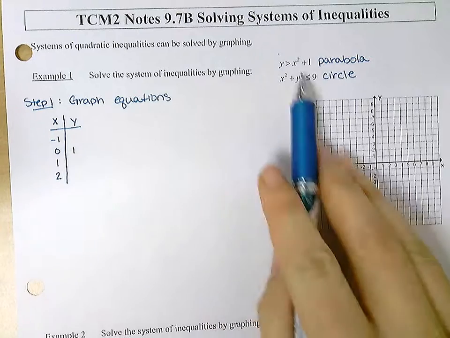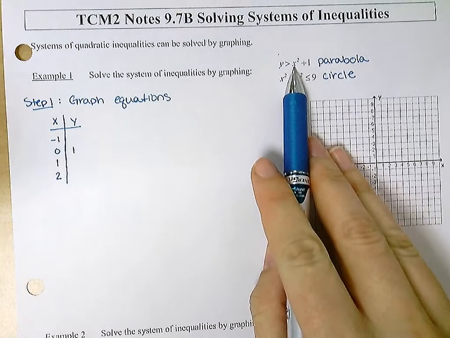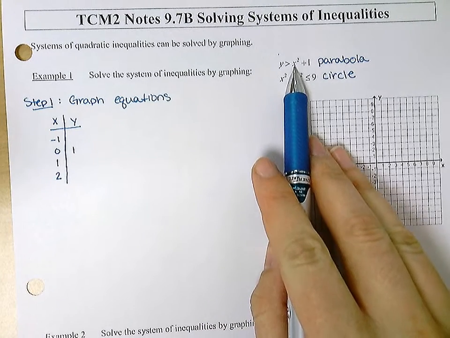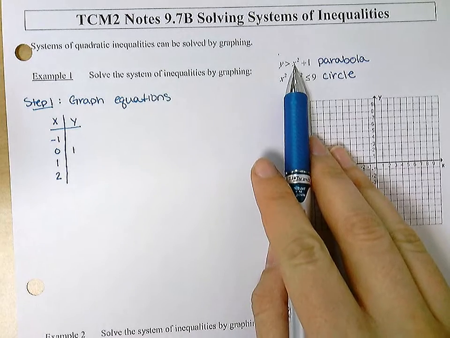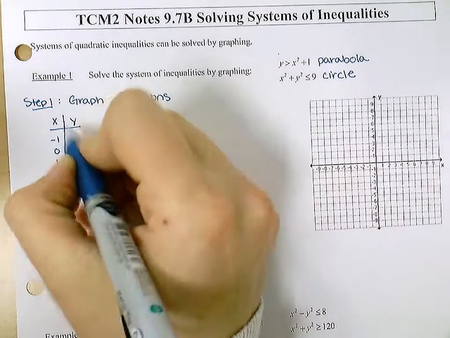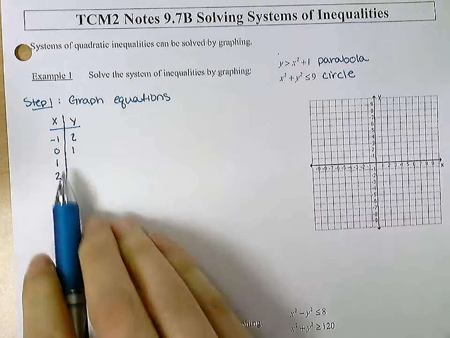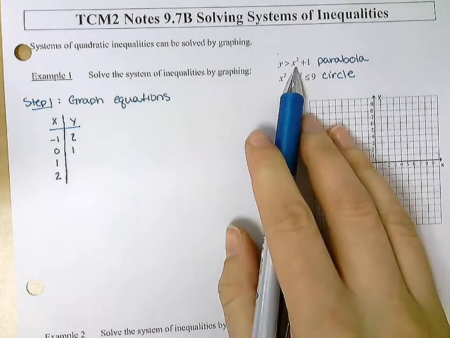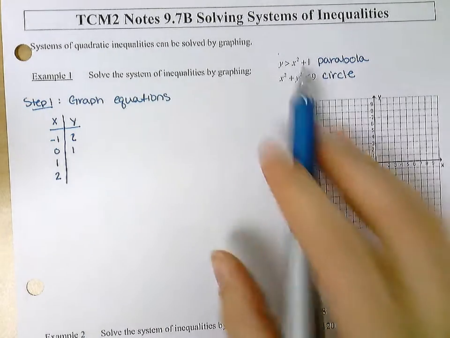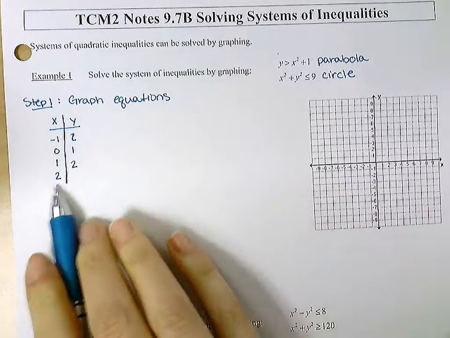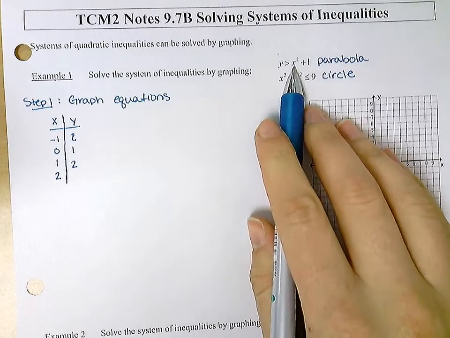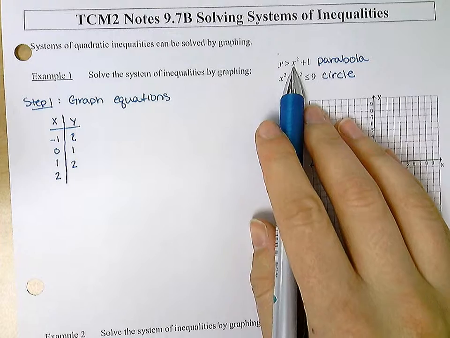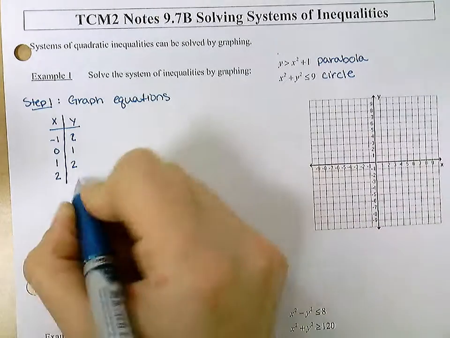So if I plug in -1 for x squared, -1 squared is 1, 1 plus 1 is 2. Again, plug in 1. 1 squared is 1, plus 1 is 2. Plug in 2. 2 squared is 4, 4 plus 1 is 5.